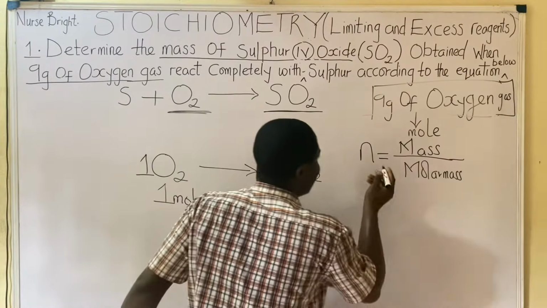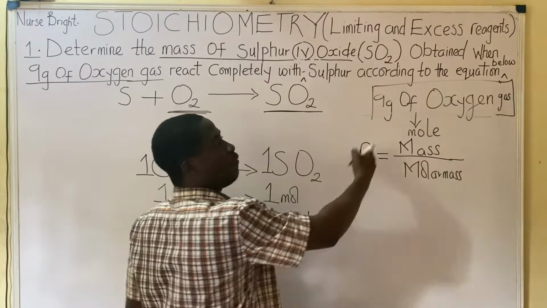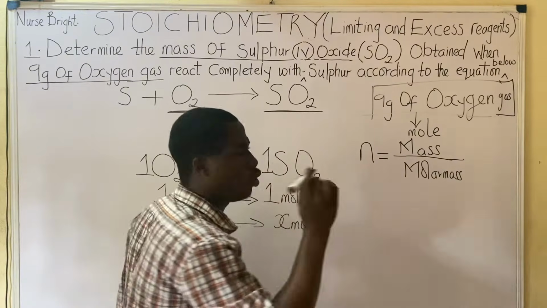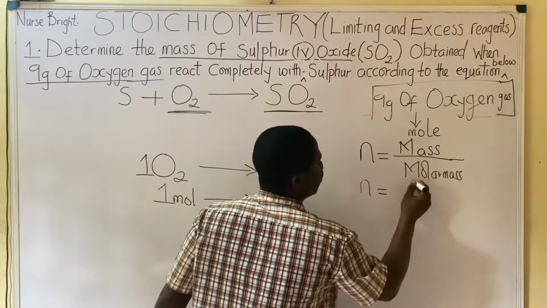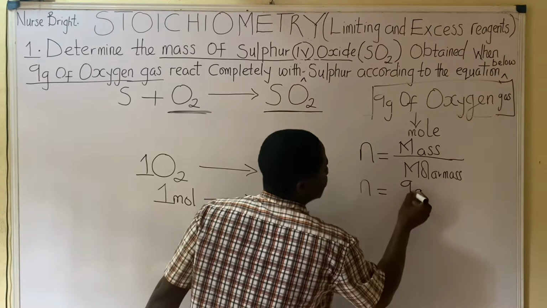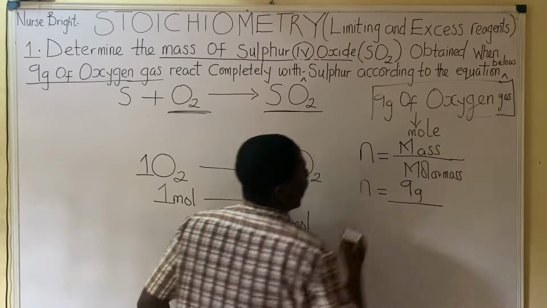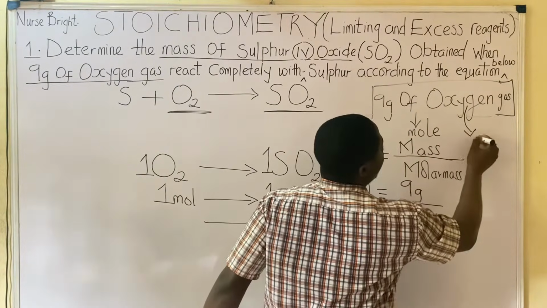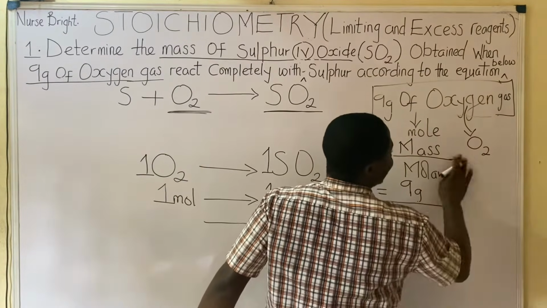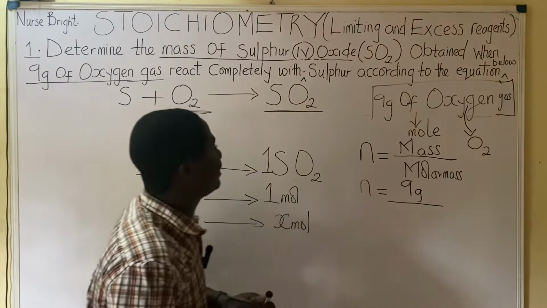So then, what are we looking for? We are looking for number of moles. We want to convert 9 grams of oxygen gas to number of moles. Simple. Number of moles is going to be equal to the mass of oxygen gas, 9 grams, divided by the molar mass of oxygen gas. Remember, oxygen gas is O2. Okay, simple now. I believe you understand this already.